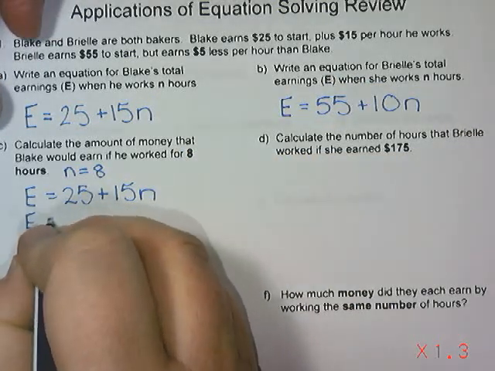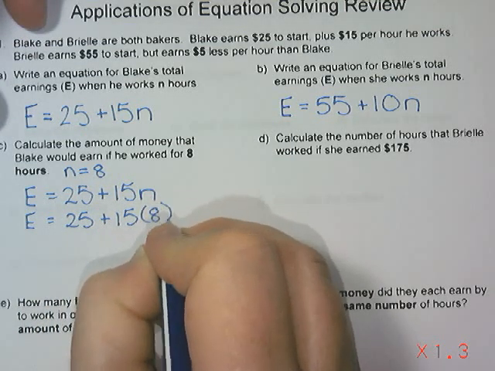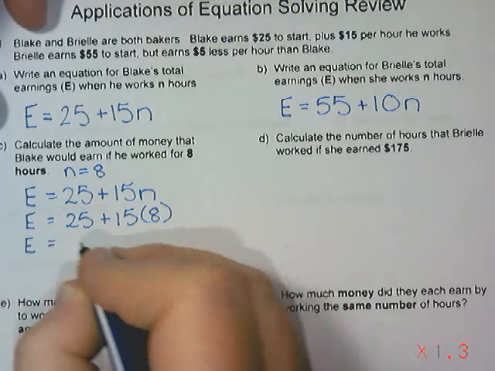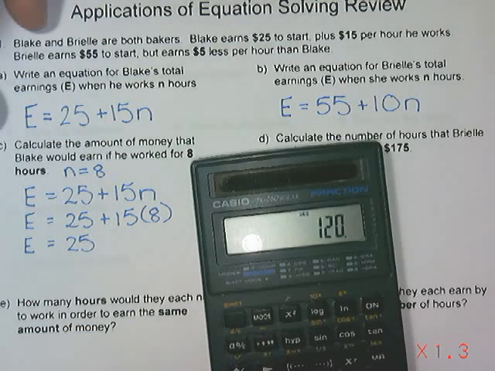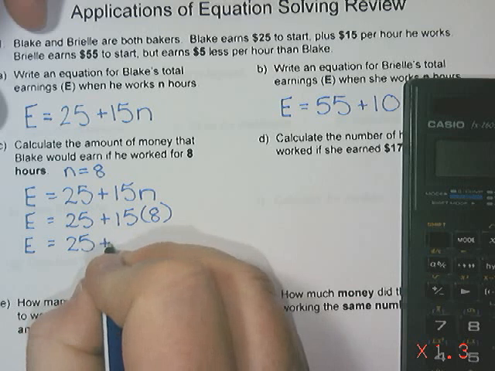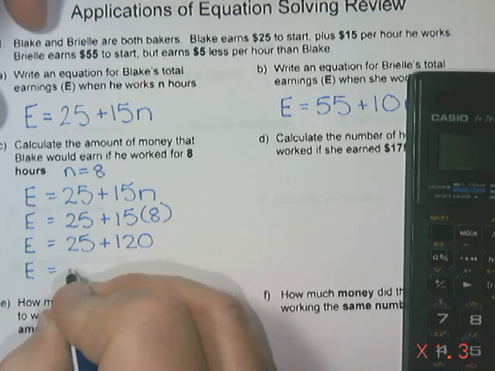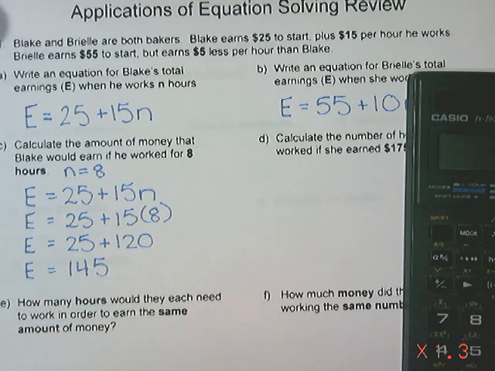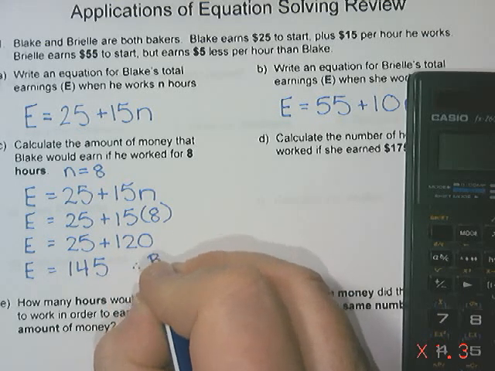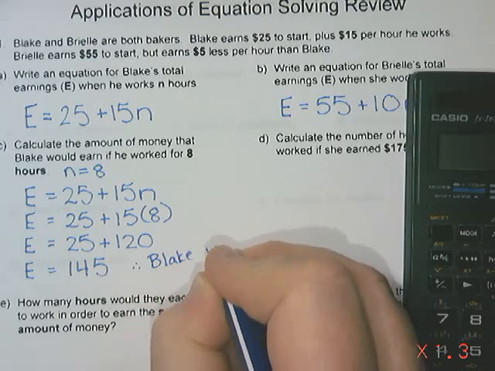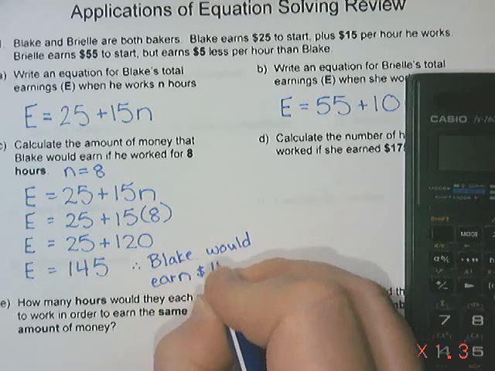So E equals 25 plus 15 times 8. Order of operations says that we multiply before we add. So I'm going to do 15 times 8, which is 120. And then I will add 25 and 120, and I get 145. So calculate the amount of money that Blake would earn. I'm going to say, therefore, Blake would earn $145.